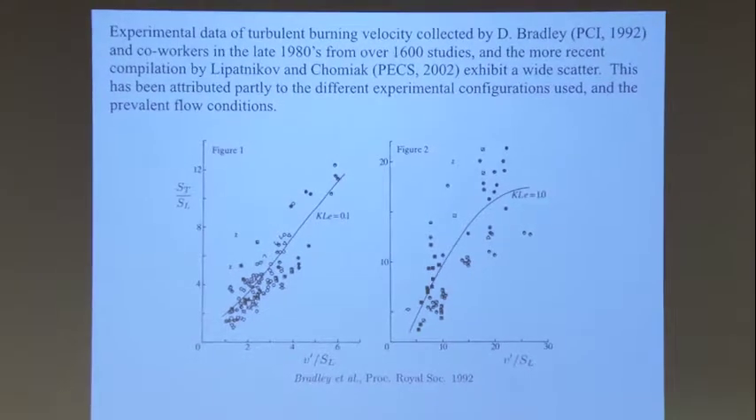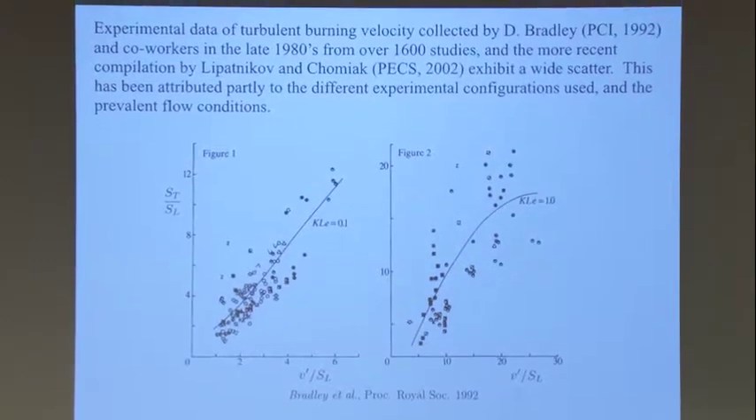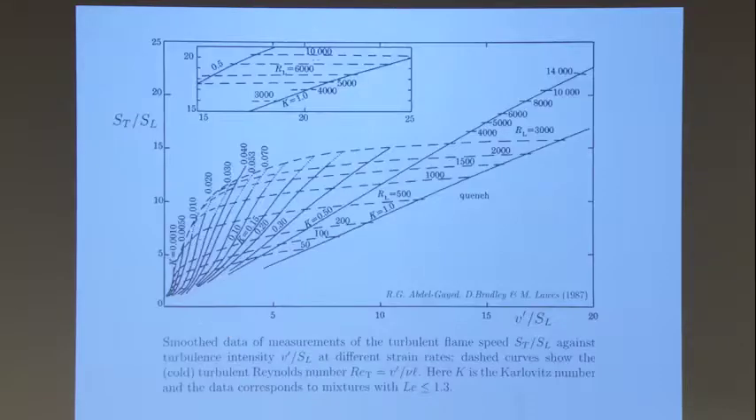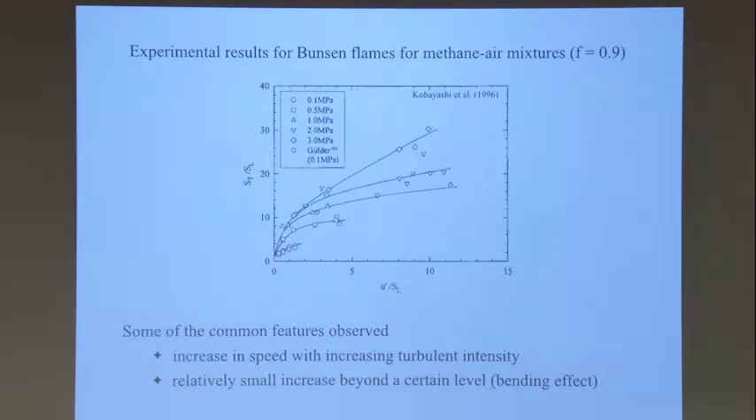Despite that, experimentally, the data is very, very dispersed. You see the data here, and this was collected over almost 1,600 studies by Derek Bradley early on. Then they tried to put some picture to it or try to collapse some of the data. And eventually, this is more or less what seemed to be the behavior of the turbulent flame speed.